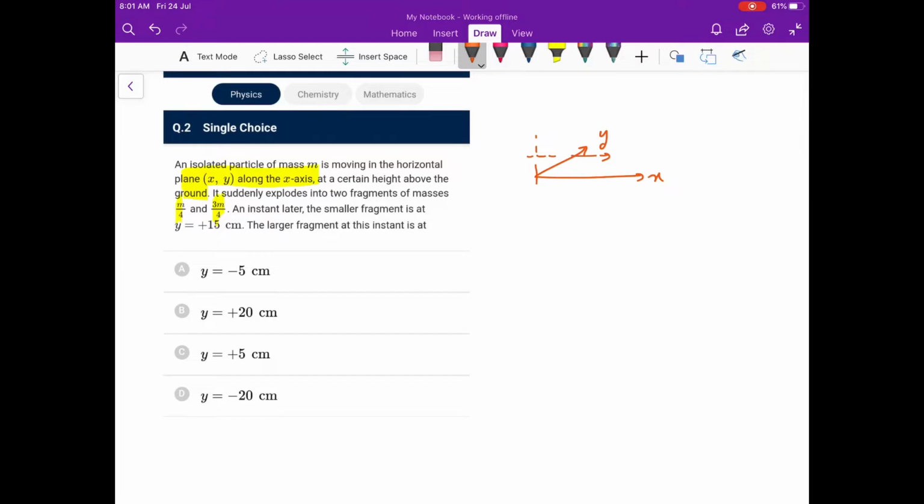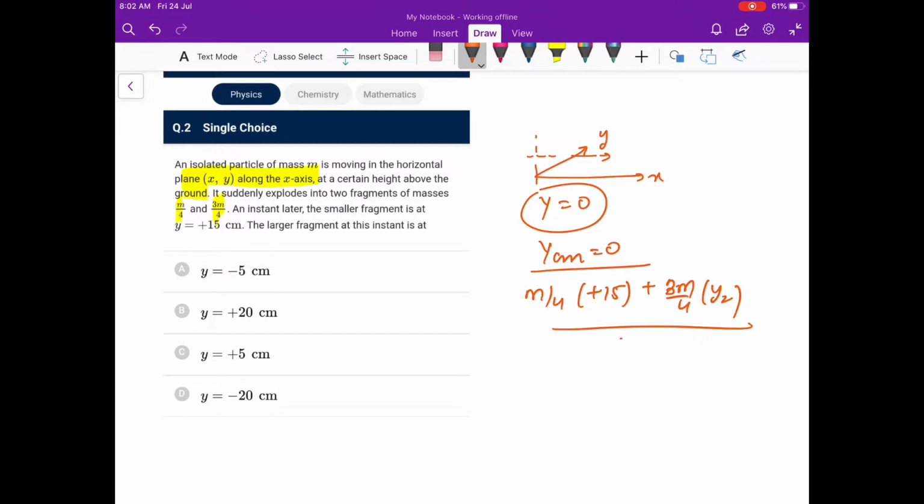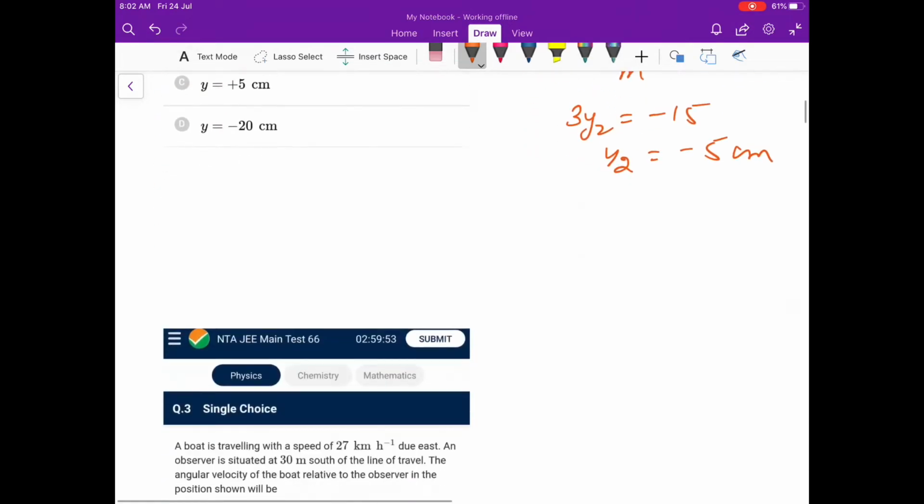So the initial y coordinate is 0, and because of the explosion no external force acts, so still the center of mass y coordinate will remain 0. So what I can write? m by 4 into plus 15 plus 3m by 4 into whatever be its y2, divided by total mass m, will still be 0. So you can directly say 3y2 is equal to minus 15. So y2 is equal to minus 5 centimeter for sure. So go for option A, basic question on center of mass.